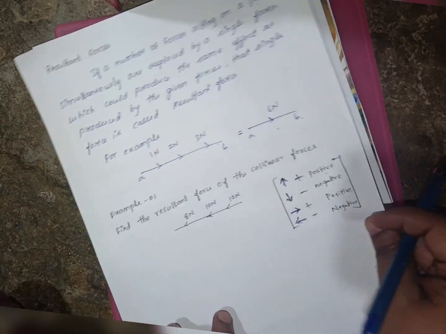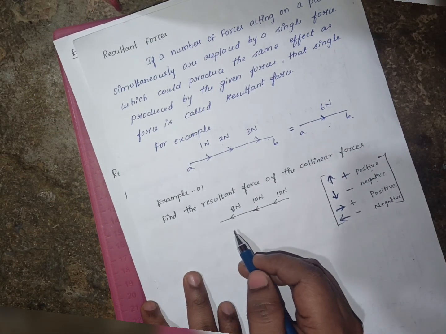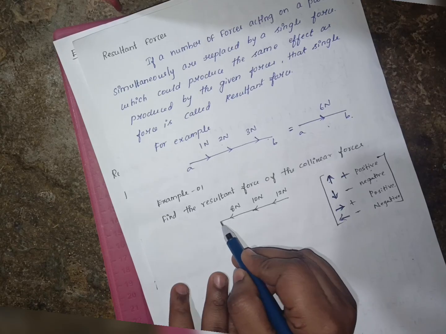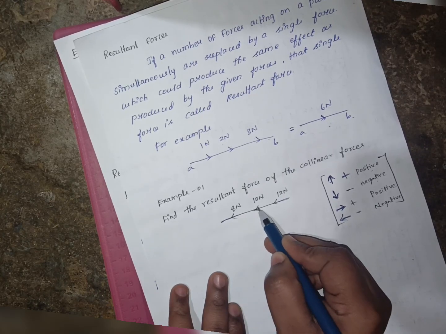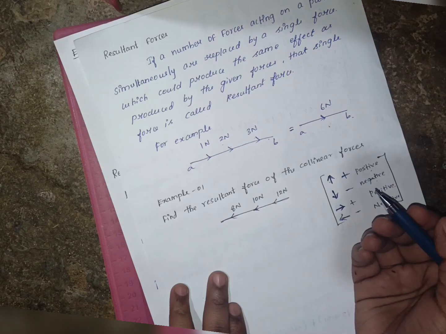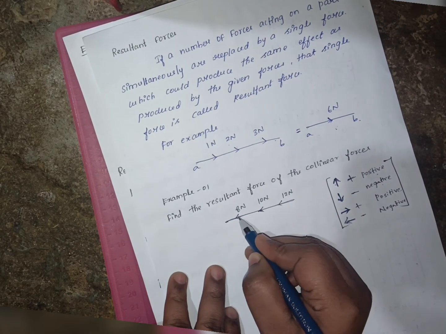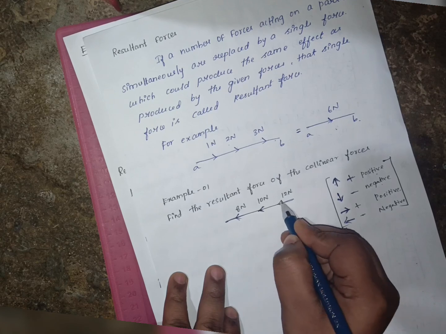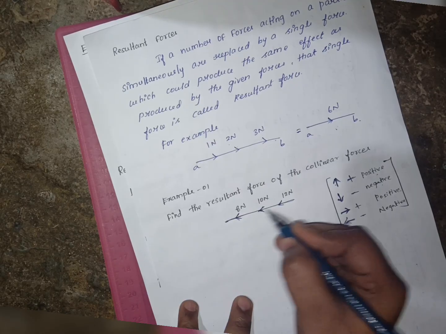For example, find the resultant force of the collinear forces. They gave a single line of forces. We want to find the resultant force of the collinear forces. We want to see where the direction will go. The direction is horizontal force acting from right to left, so the force is negative.